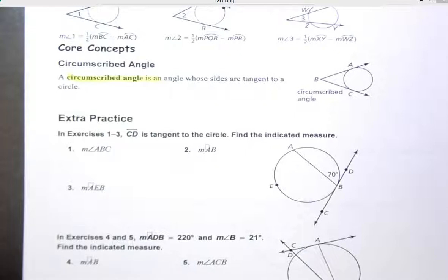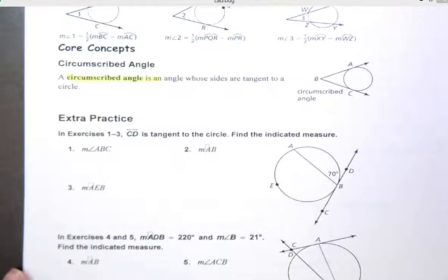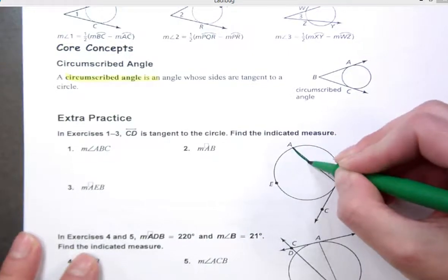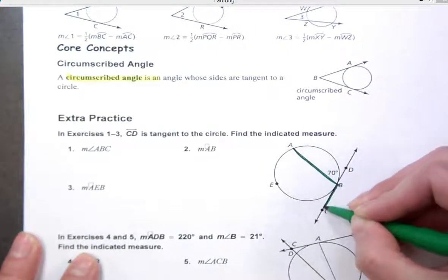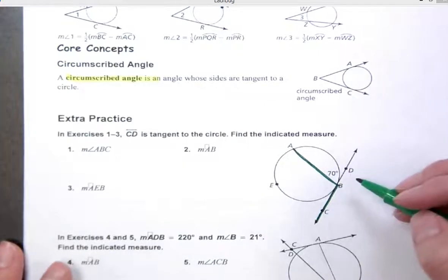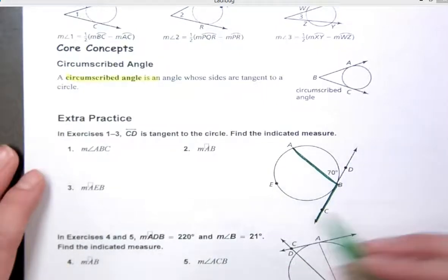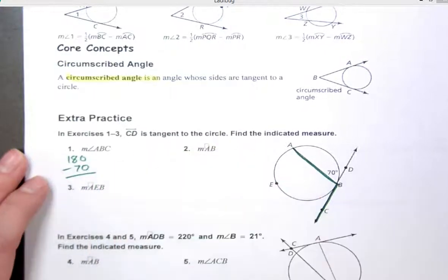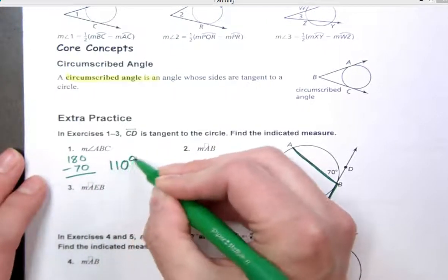So let's solve some problems now. So first of all, in problem 1, is it asking us to find an angle or an arc? Angle. So we're trying to find our angle ABC, this angle here. What do you think the easiest way to find that is? Subtract from what? 180 minus 70. 110 degrees.